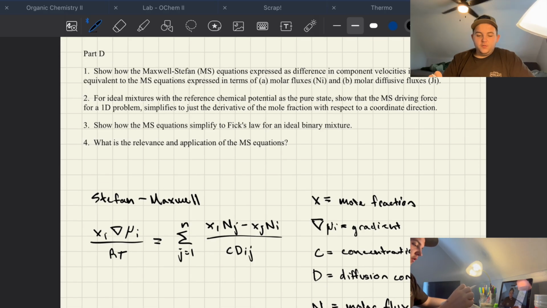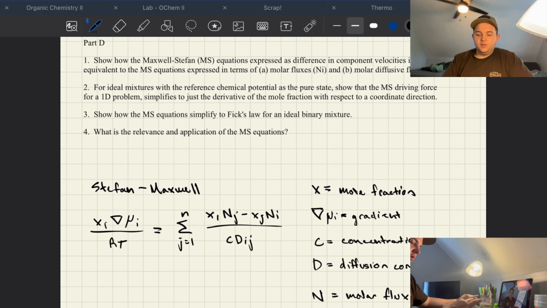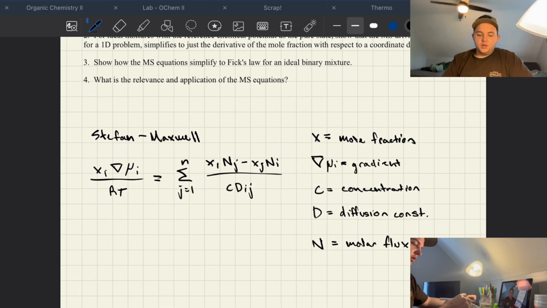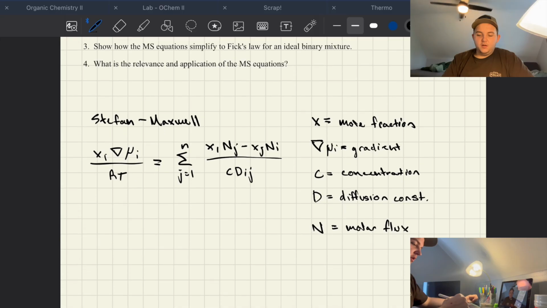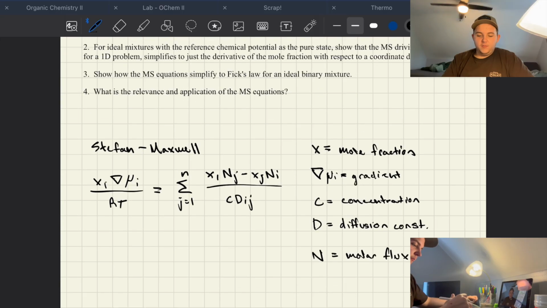And then 2, for ideal mixtures with reference chemical potential as the pure state, show that the Maxwell-Stefan driving force for a 1D problem simplifies to just the derivative of the mole fraction with respect to a coordinate direction. Show how the equation simplifies to Fick's law and what is the relevance of it.